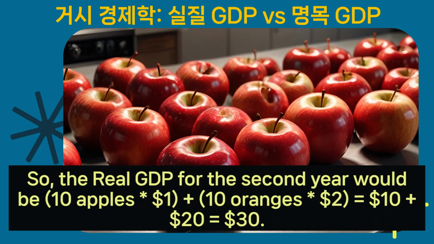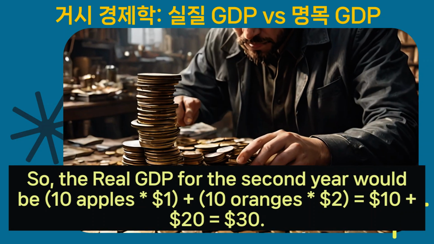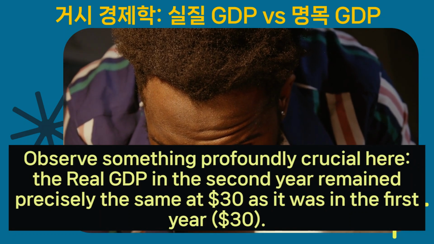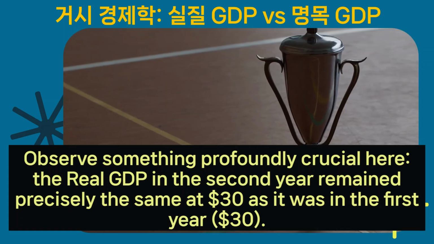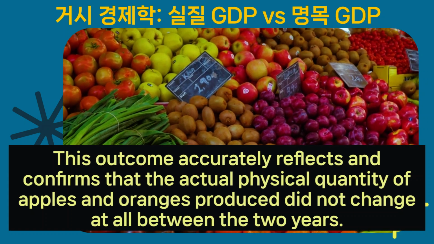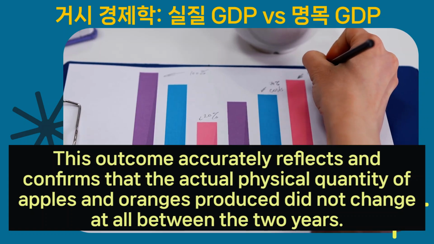So the real GDP for the second year would be 10 apples times $1, plus 10 oranges times $2, which is $10 plus $20, equals $30. Observe something profoundly crucial here: the real GDP in the second year remained precisely the same at $30 as it was in the first year, $30. This outcome accurately reflects and confirms that the actual physical quantity of apples and oranges produced did not change at all between the 2 years.